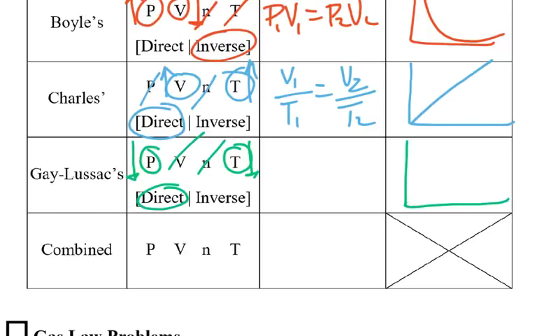The graph would look like this. And the law, again, would be a proportion. So P1 is to T1 as P2 is to T2. And again, these temperatures don't have to be in Kelvin.